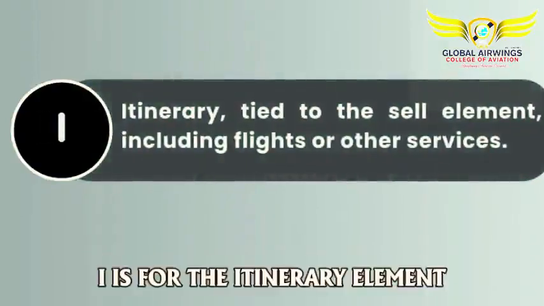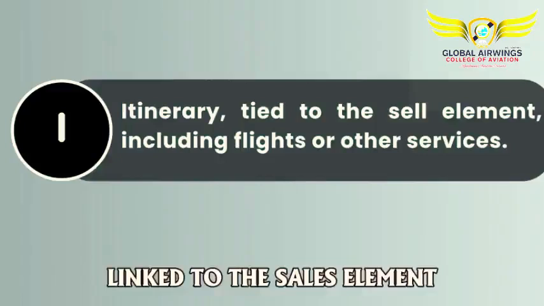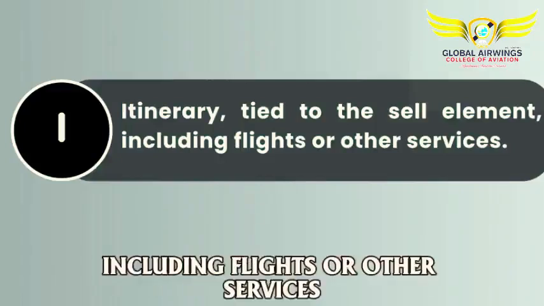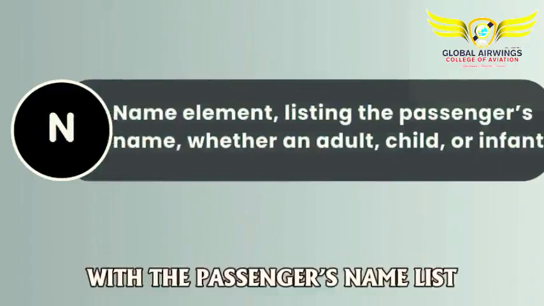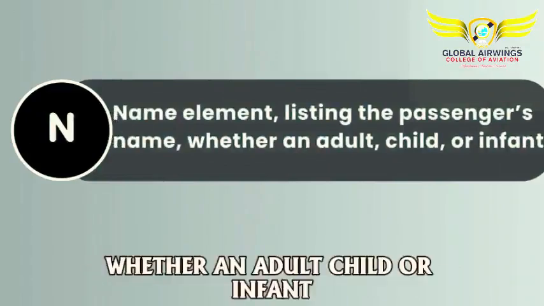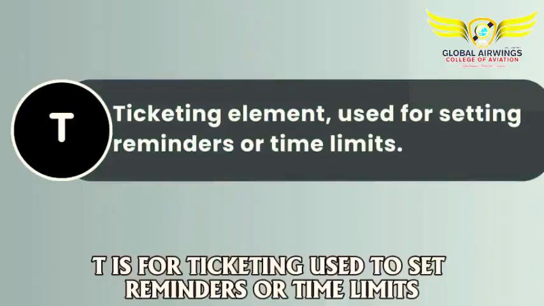I is for the itinerary element linked to the sales element, including flights or other services. N signifies the name element with the passenger's name list, whether an adult, child, or infant. T is for ticketing, used to set reminders or time limits.